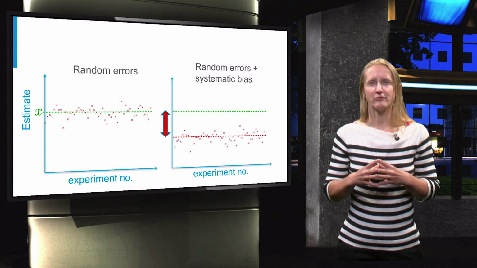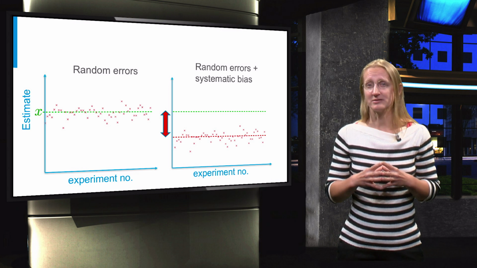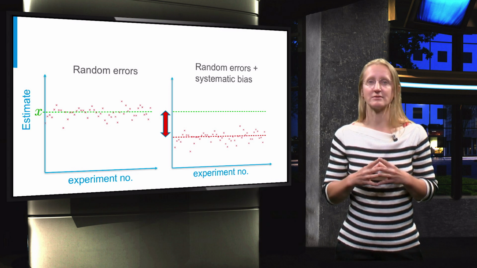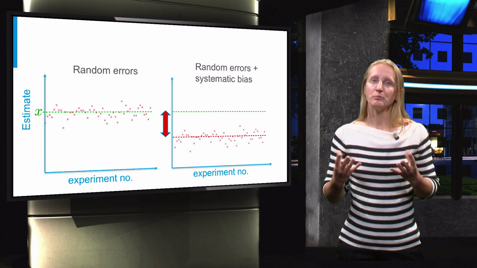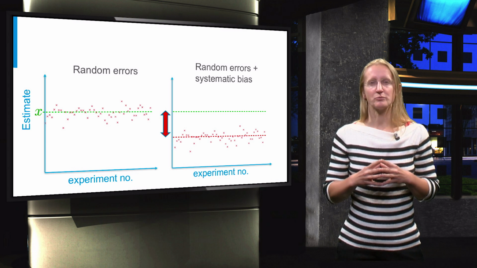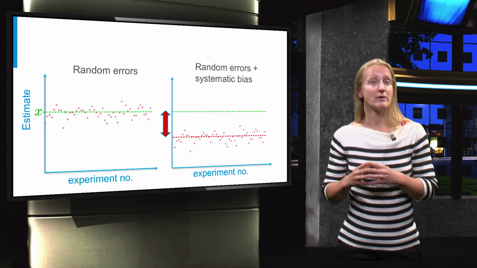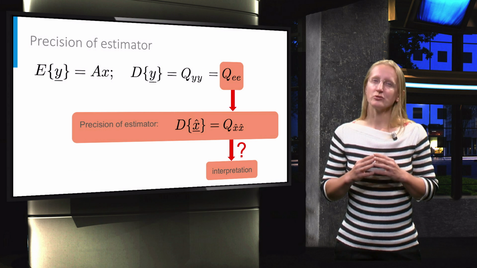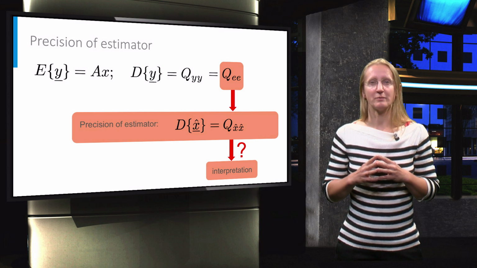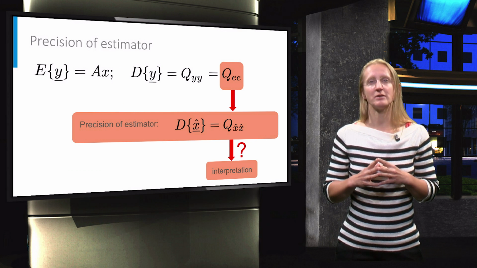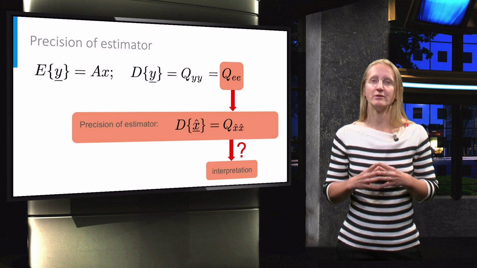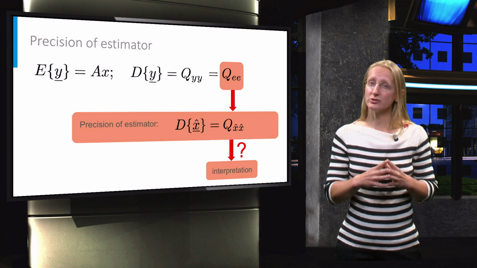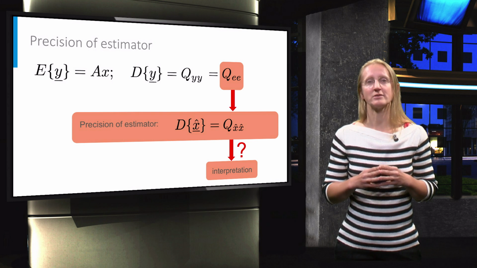Now, how to check for the presence of systematic biases and outliers, that will be discussed later. This is important since obviously these errors propagate into the estimates and result in estimation errors. But first, we will focus on random errors by assessing the precision of the estimator as an important quality measure, and we will also look into the interpretation of the covariance matrix of x hat.